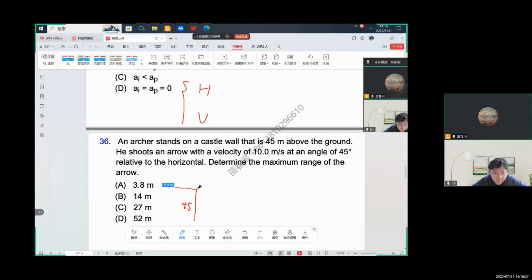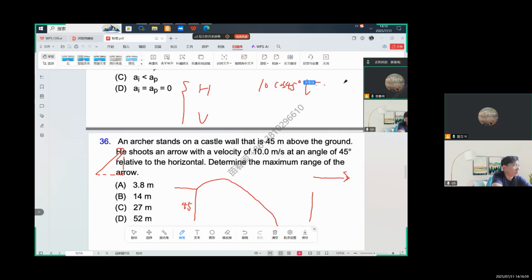45, and it basically goes something like this. But this is complicated, so we make one horizontal and then the vertical. Horizontal is cosine, right? So it's cosine 45 times 10. So which is 10 cosine 45, and the formula is distance equals that times t, which is the range we're going to find, right?